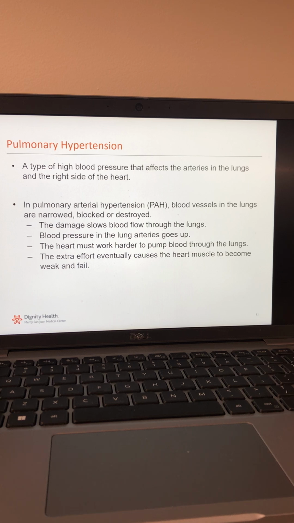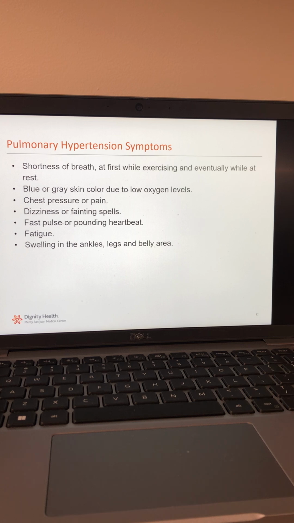Pulmonary hypertension is another restricted lung disease. It's a type of high blood pressure that affects the arteries in the lungs and the right side of the heart. In pulmonary arterial hypertension, blood vessels in the lungs are narrowed, blocked, or destroyed. The damage slows blood flow through the lungs. Blood pressure in the lung arteries goes up, and the heart must work harder to pump blood through the lungs. This extra effort eventually causes the heart muscle to become weak and fail.